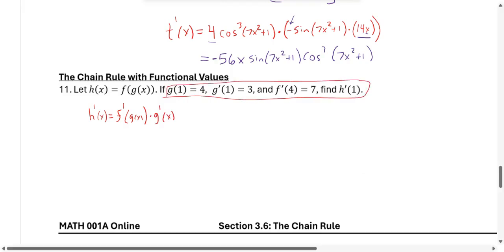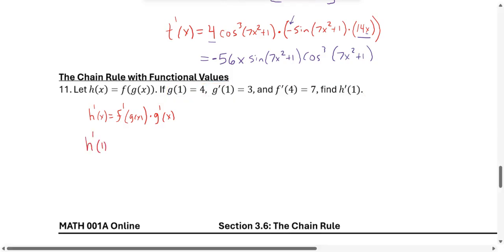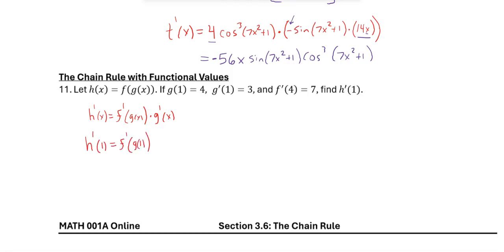All right, so let's figure it out. It says if g of 1 is 4, g prime of 1 is 3, f prime of 4 is 7, find h prime of 1. Oh, okay, so what we want to do is find h prime of 1. Let's do that. So h prime of 1 just means plug in 1 for x. So it's going to look something like this. Just put in a 1 everywhere.